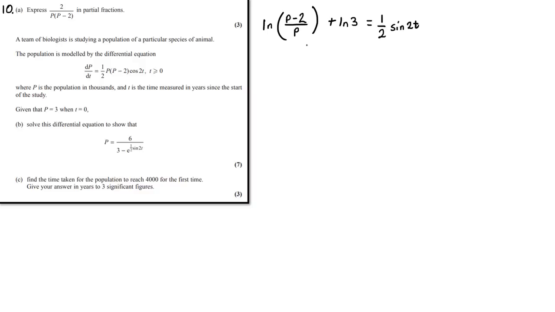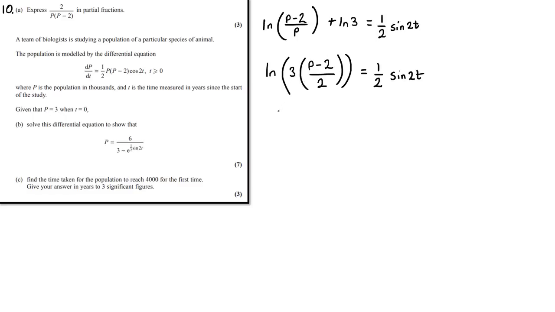Now, because we've got the natural logarithms on one side here, again, they've got the same base. This is the exponential function. Same here, the exponential function. We can again combine this into one single natural logarithm. So, because we're adding, we multiply. So this gives me the natural logarithm. Hopefully this doesn't get too confusing, so I'll put it all in one bracket here. So that's 3 times this part here. So it's going to be p minus 2 all over 2. Okay. And that's equal to a half sine 2t.